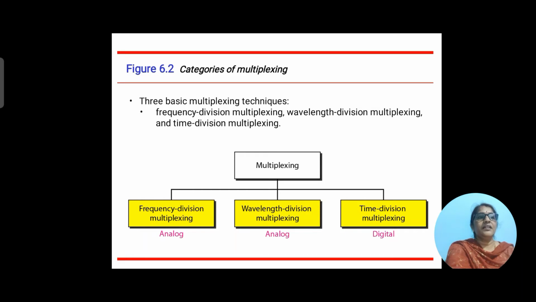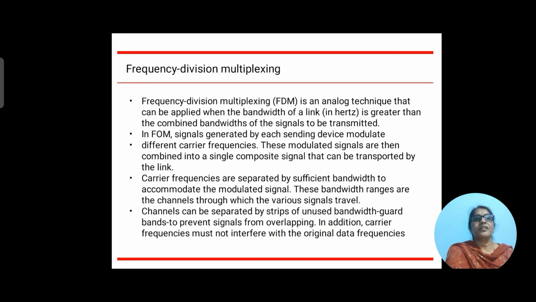There are three basic multiplexing techniques. The first one is frequency division multiplexing, then wavelength division multiplexing, and time division multiplexing. Let us see the first one, that is frequency division multiplexing. It is an analog technique that can be applied when the bandwidth of a link, in hertz, is greater than the combined bandwidth of the signals to be transmitted.